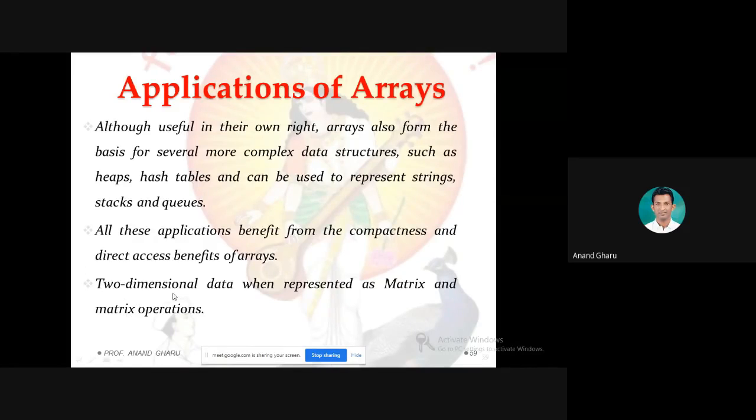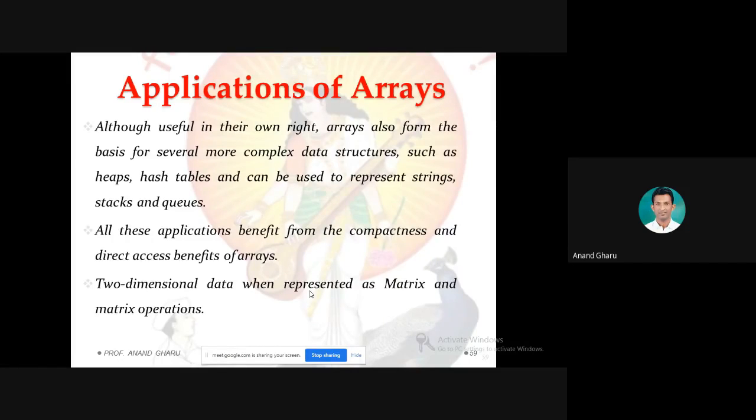2D array, 2-dimensional data when represented as a matrix. I will show you an example of a matrix, how to represent a matrix. Okay, one more example which is not mentioned on the slide: to represent a polynomial we need an array.